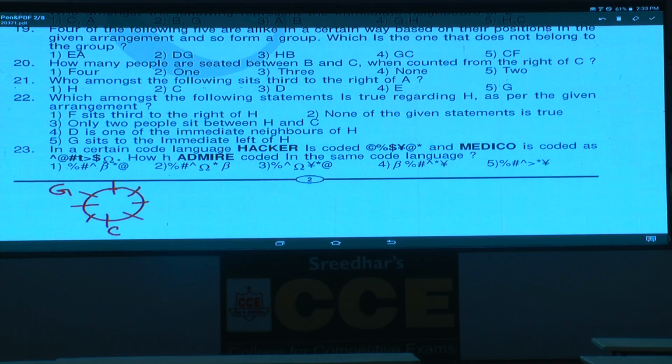Only one person between G and F. There are 2 possibilities for this F. F can be on the left hand side of G or the right hand side of G, isn't it? Now let us take the second possibility here.